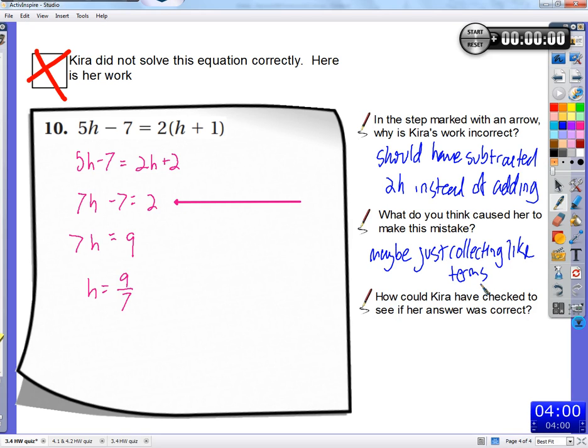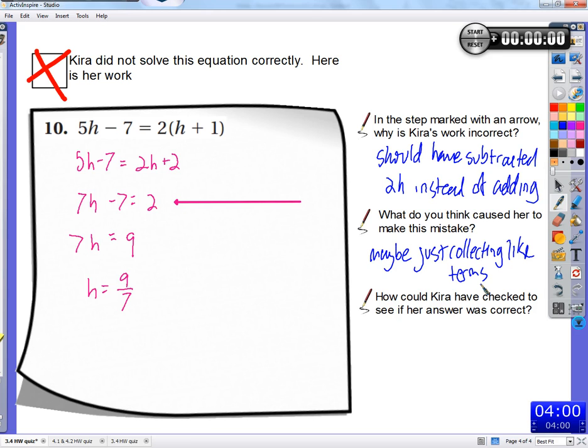So Kira gets done, it gets 9/7. How could Kira have checked to see if her answer was correct? Put it in for H. And? You just went over this, right? You just did exactly this. Put it in for H, and then what should happen when you put it in for H?